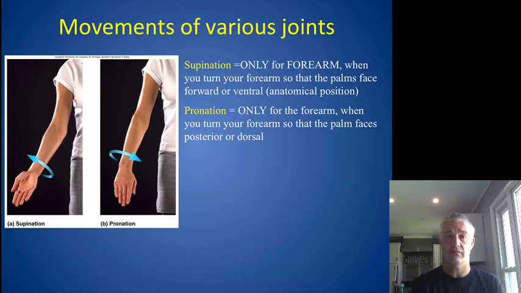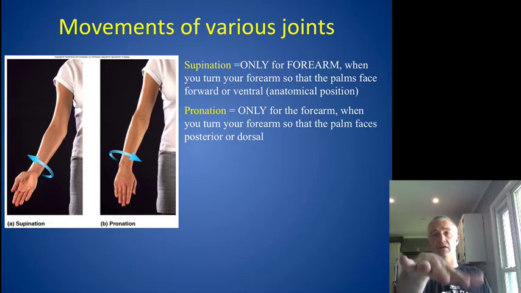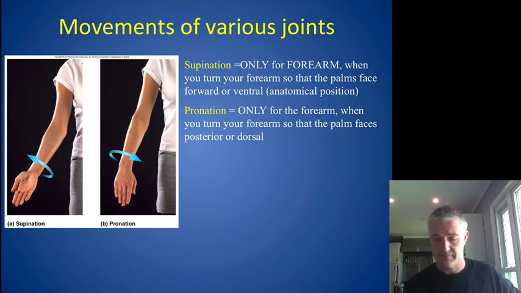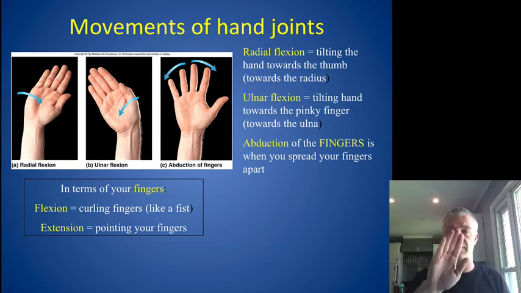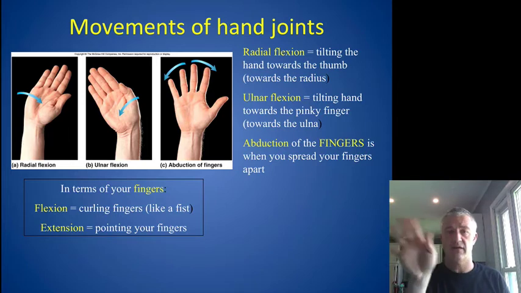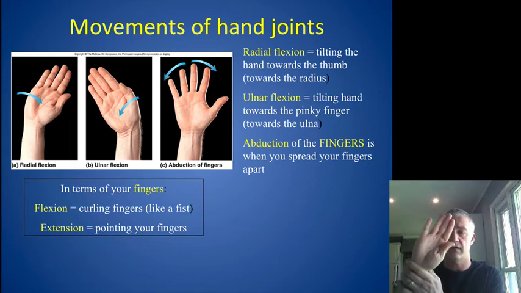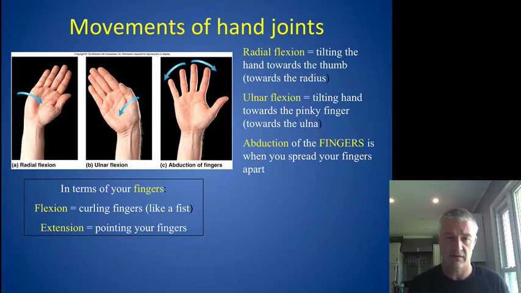Supination and pronation are only of the forearms. Palms face forward. So if you're standing like this, palms facing forward would be supinated. Pronated would be palms facing back. So supination, pronation, supination, pronation. And then you can talk about abduction at the wrist, doing this; adduction would be doing this. Radial flexion would be towards the thumb side, because that's your radius. Ulnar flexion would be towards the ulnar side, the outside there.